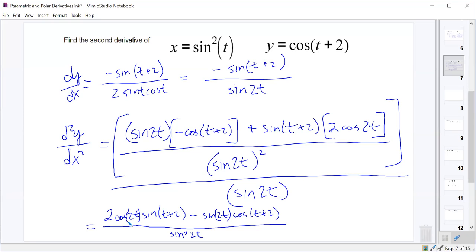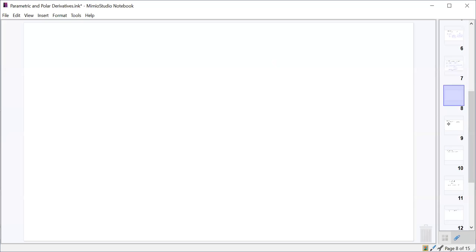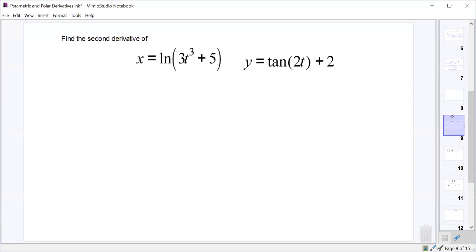Okay. I thought that one was going to take an extra page, so I left a blank page there. One more here. I'll have you guys do this one on your own. Ready? Go.